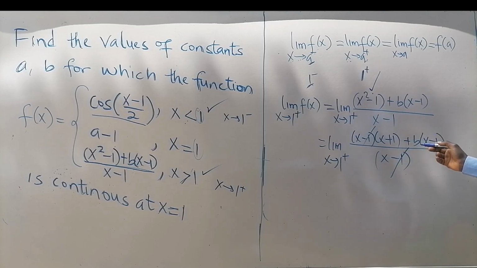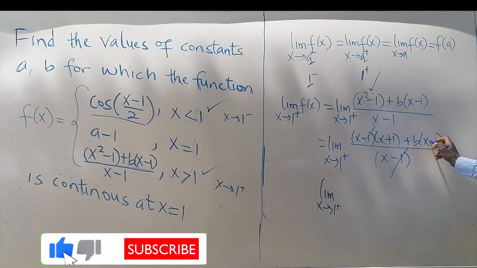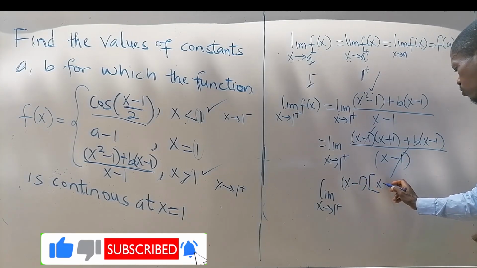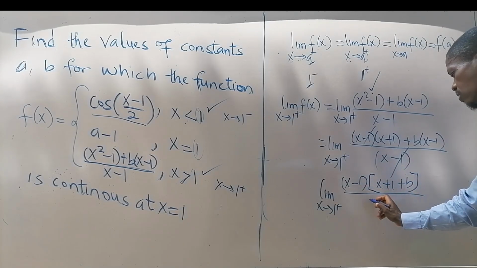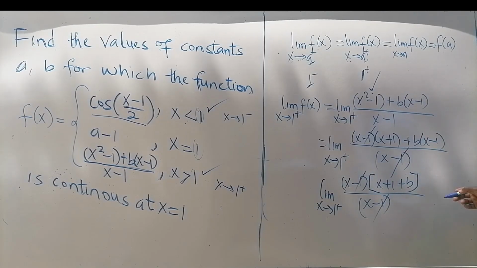How did I know? I can factorize that. This x minus 1 is common, so take it out. I have x plus 1 plus b all over x minus 1. You can see now it cancels out. Then you can do direct substitution: anywhere you see x, you put 1. So that'll be 1 plus 1, that's 2, plus b. So that is the right-hand side of the limit.